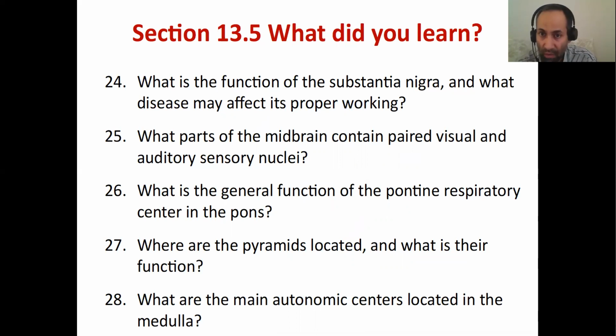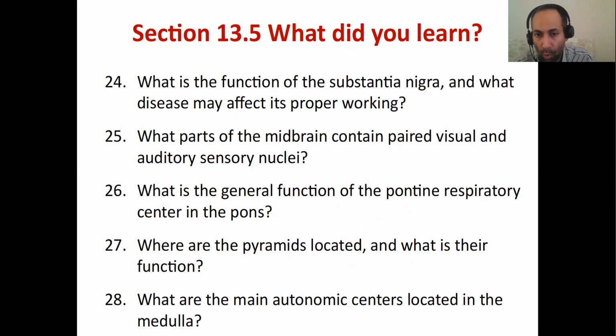All right, what is the function of the substantia nigra? Dopamine secretion. What disease? Parkinson's disease. What part of the brain, midbrain, contains paired visual and auditory sensory nuclei? The colliculi, the superior and inferior colliculi. General function of the pontine respiratory center: control respiration.